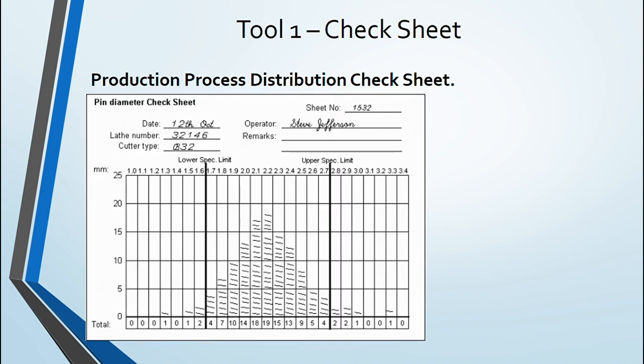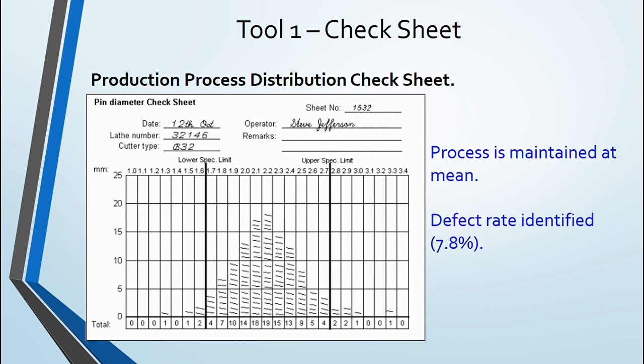As you see in the pic below, this is a check sheet for recording pin diameter data, having a specification of 1.7 mm to 2.8 mm. When data of 128 pins is plotted on it after measurement, the check sheet displays the distribution of the production process, justifying its name. It shows a manager that the process is maintained at mean with a defect rate of 7.8%. A good manager knows well what to make of it.